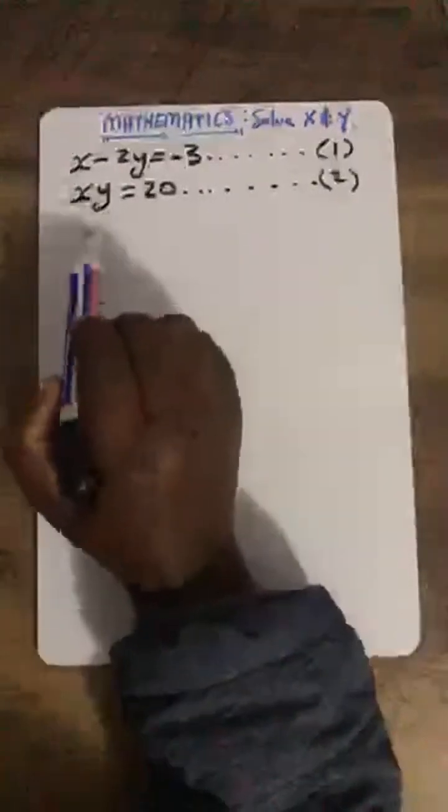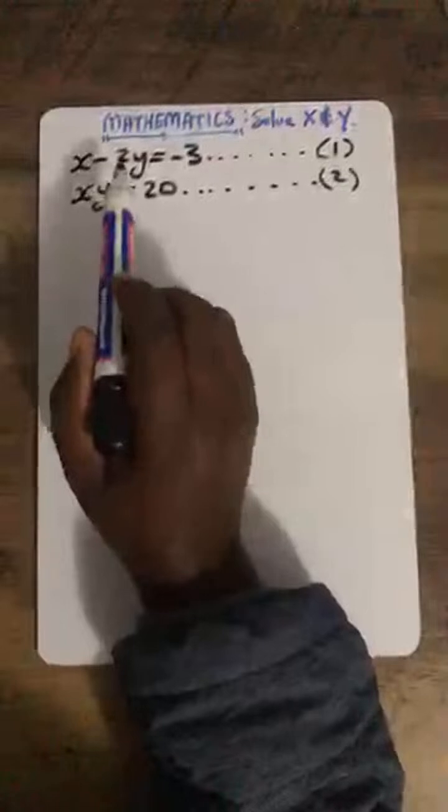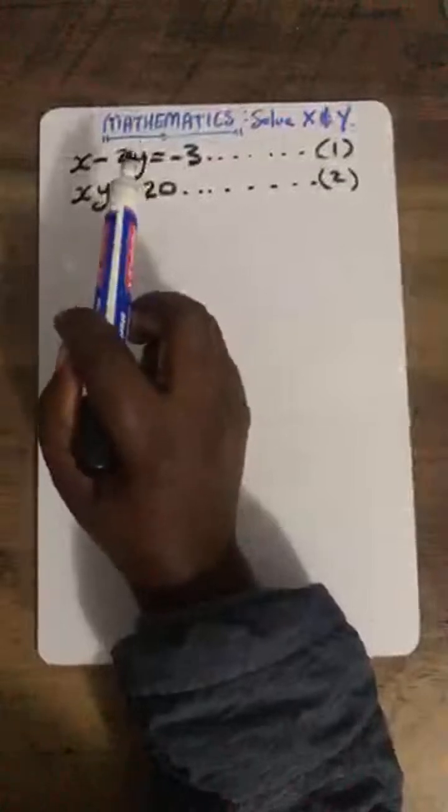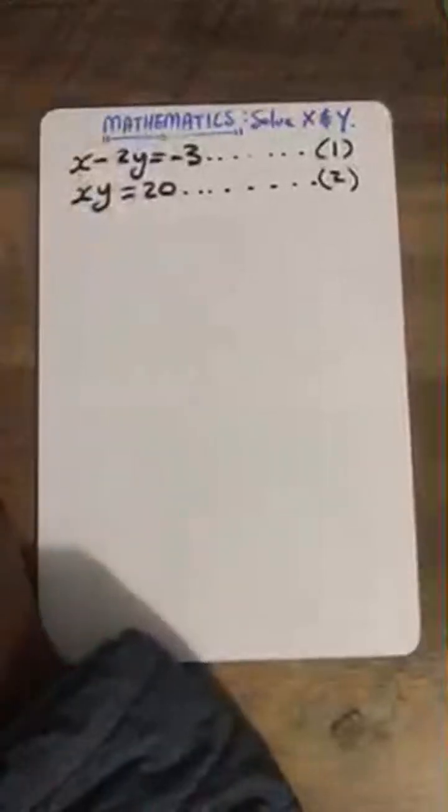You look at equation number 1 and 2 and you check which letter can easily be made the subject of the formula. That's what you do. So you see that x can be made the subject of the formula, where you say x is equal to, you can take this 2y to the right side. It changes the sign, it becomes positive, and then you've got -3 there. So that's how you derive your equation number 3.